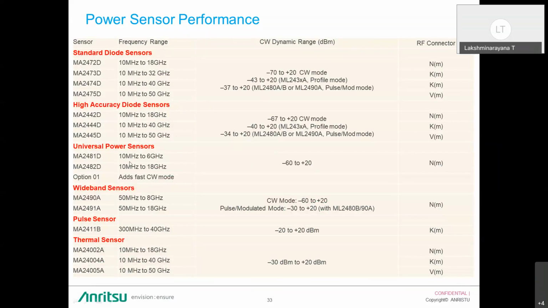And universal power sensors from 10 megahertz to 18 gigahertz, and wideband power sensors, which are used for modulation and pulse measurement, minus 60 to plus 20 in CW mode, and minus 30 to plus 20 in the pulse or modulated mode. We also have dedicated pulse sensors, which go from 300 megahertz to 40 gigahertz, minus 22 to plus 20 dBm, and thermal sensors, minus 30 dBm to plus 20 dBm, for CW measurements.